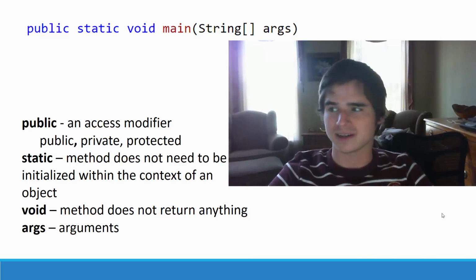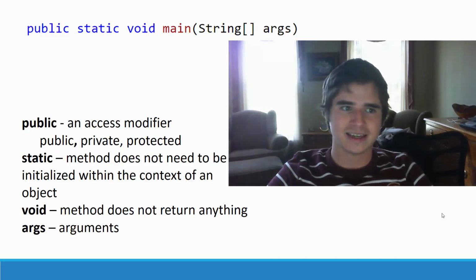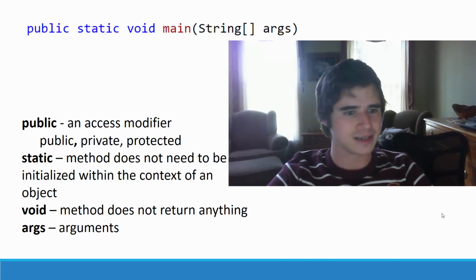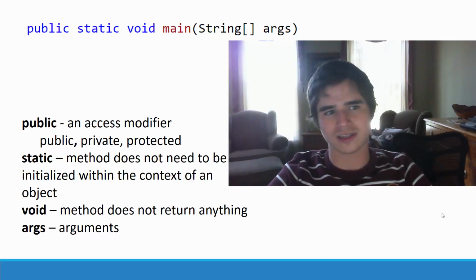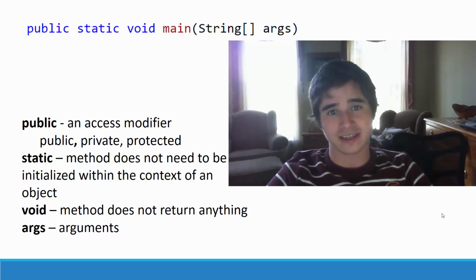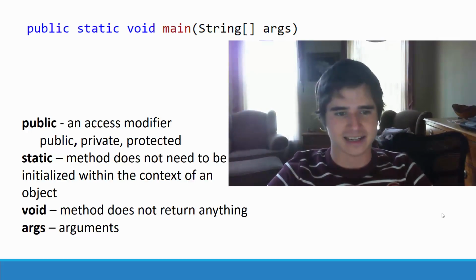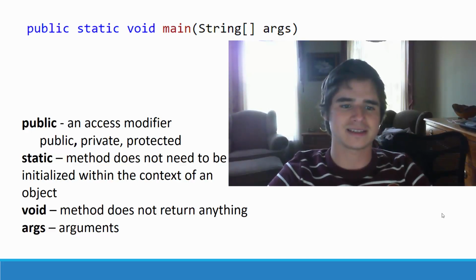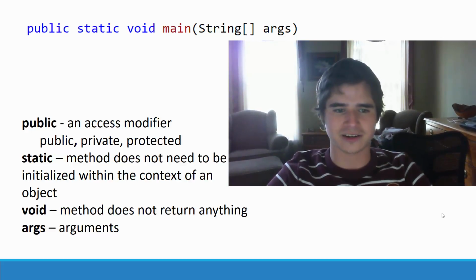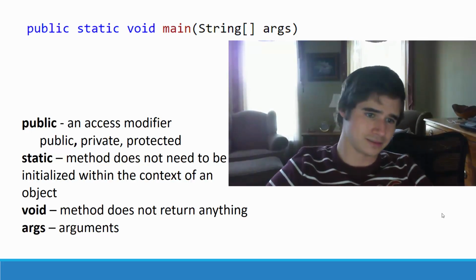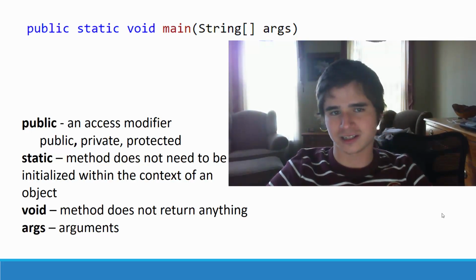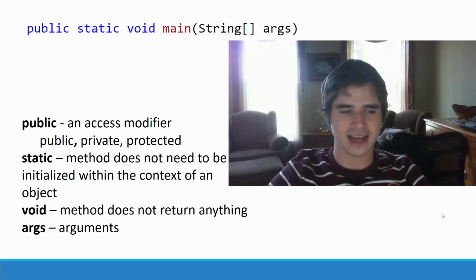When it's public, that indicates that anything can access this method. When it's private, that means only methods within this class can access it. And when it's protected, that means that only things that are in the same package can access that method. So that gives you a kind of security control over what can access your program's elements.